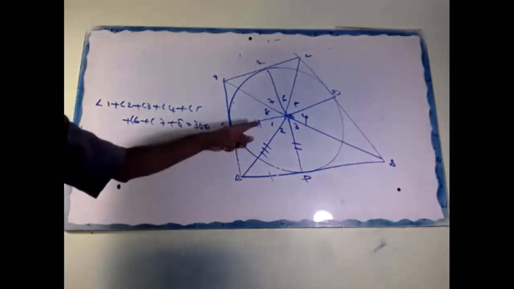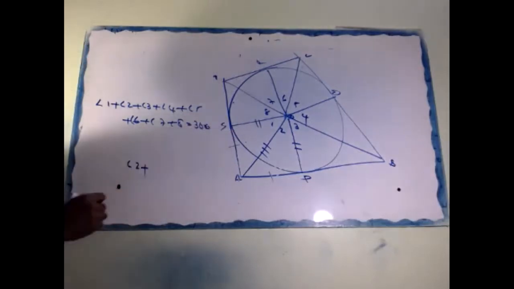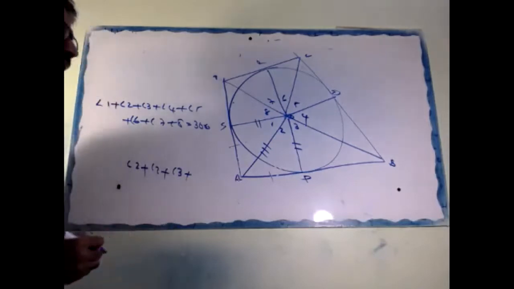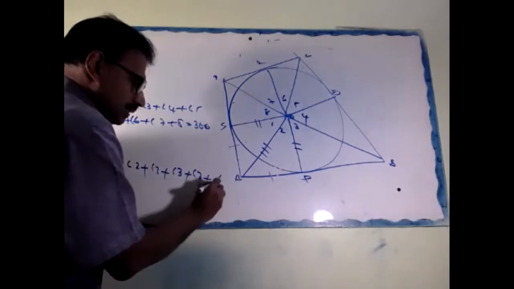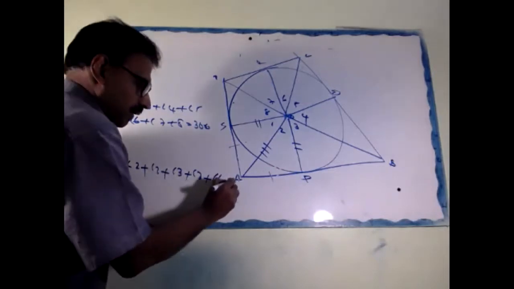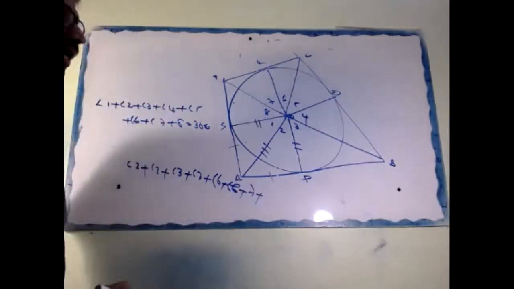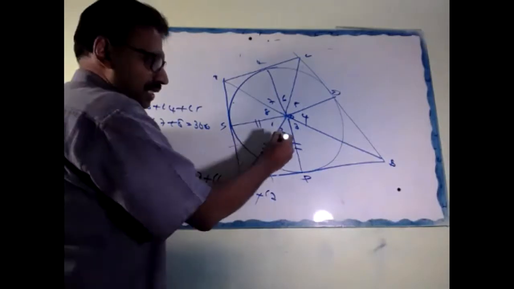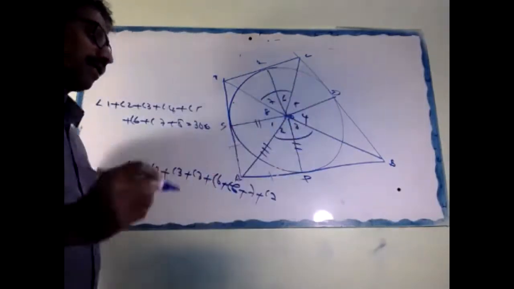Now, look. Instead of 1, I'm writing angle 2. 2, 2 only. Plus 3, 3 only. 4, I'm writing again 3. 5, I'm writing 6. 6, 6 only. Plus 7, 7. Instead of 8, I'm writing 7. Why am I writing this? Because my intention is to show this angle plus this angle is our requirement.